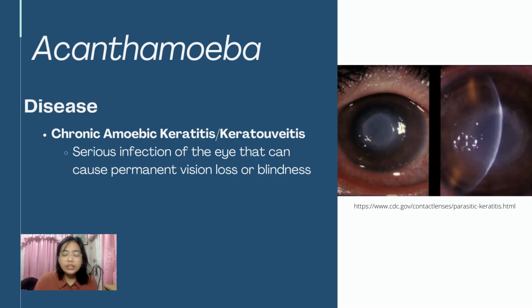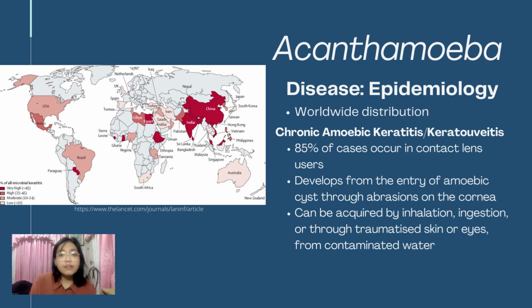For the diseases caused by Acanthamoeba, we have chronic amoebic keratitis or keratopathy. Keratopathy is an active corneal disease associated with anterior chamber inflammation. This is a serious eye infection that can cause permanent vision loss or blindness. 85% of cases occur in contact lens users, and it develops from the entry of amoebic cyst through abrasions on the cornea. It can be acquired by inhalation, ingestion, or through traumatized skin or eyes from contaminated water.